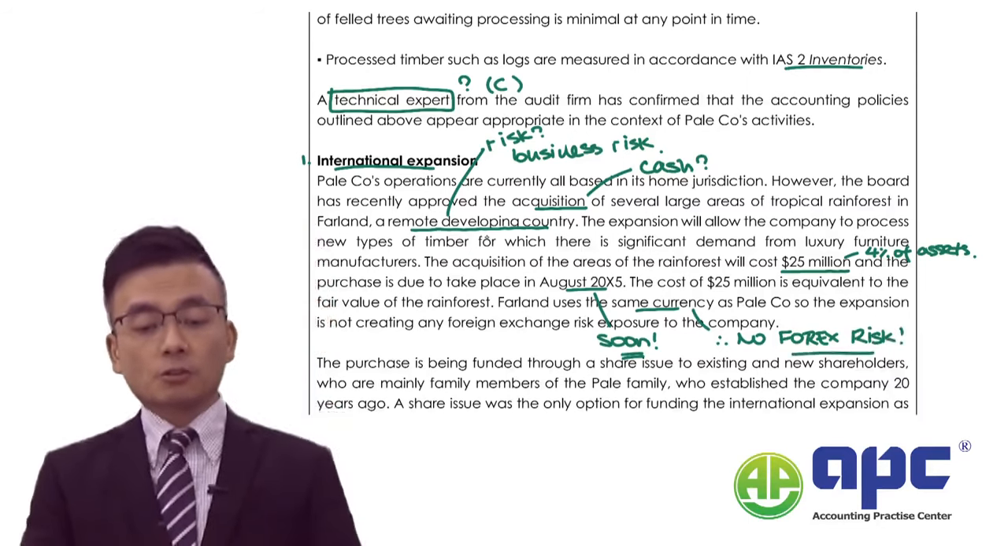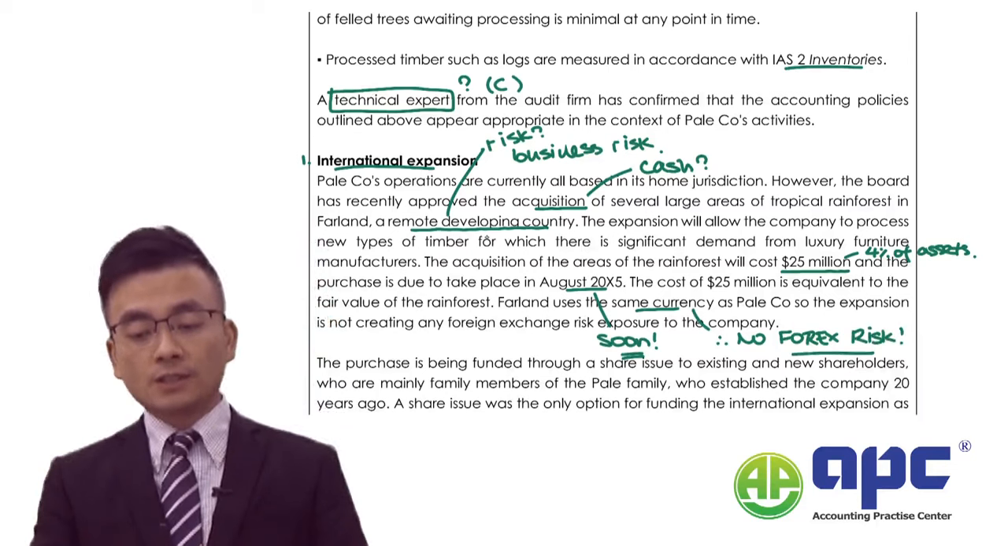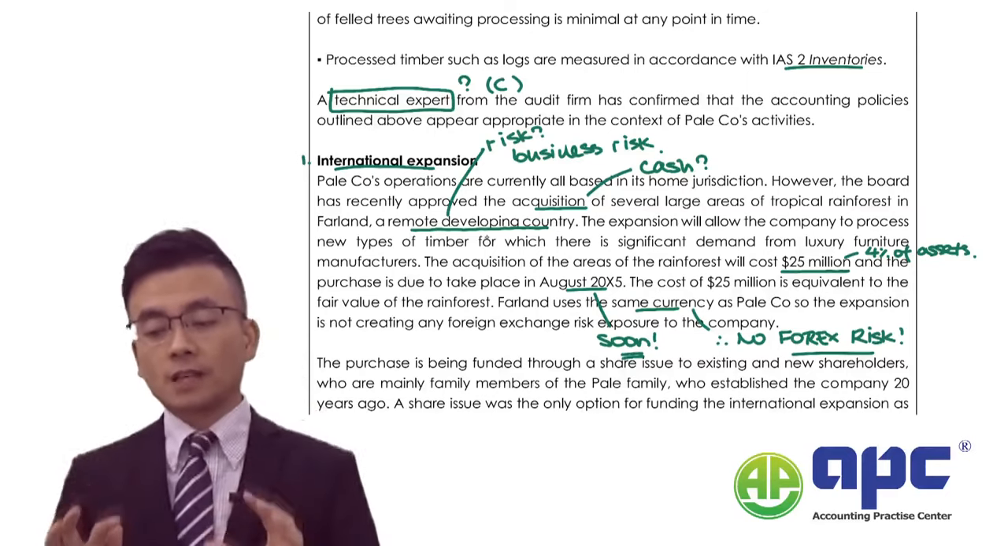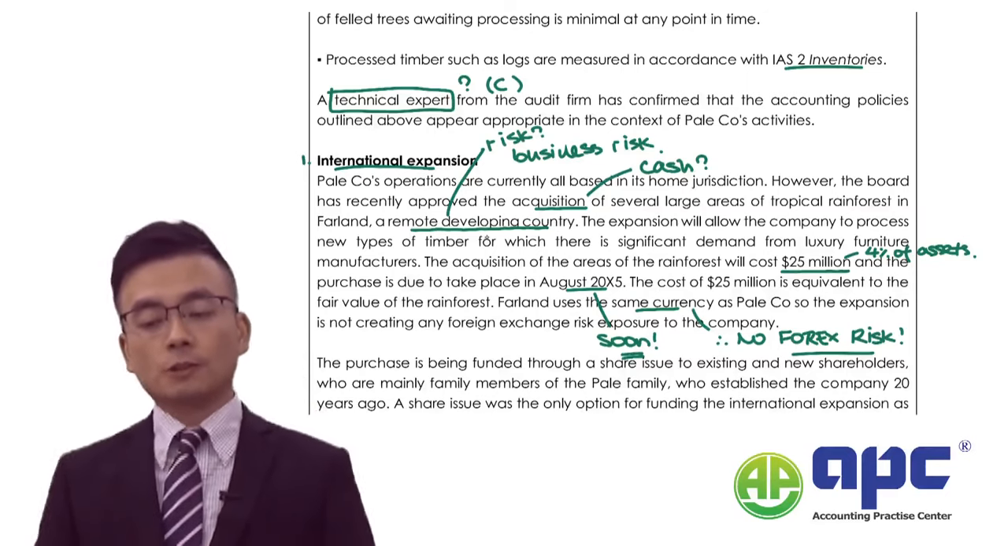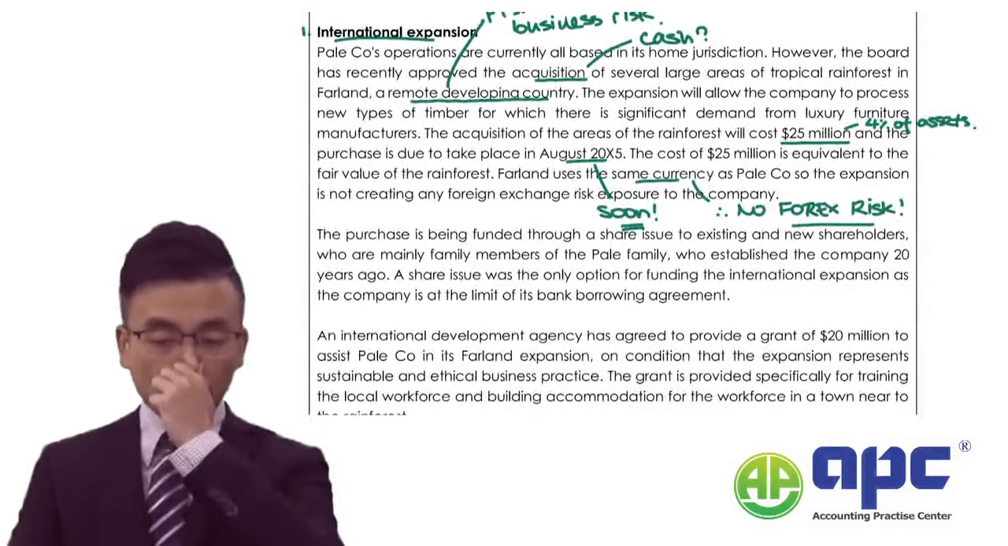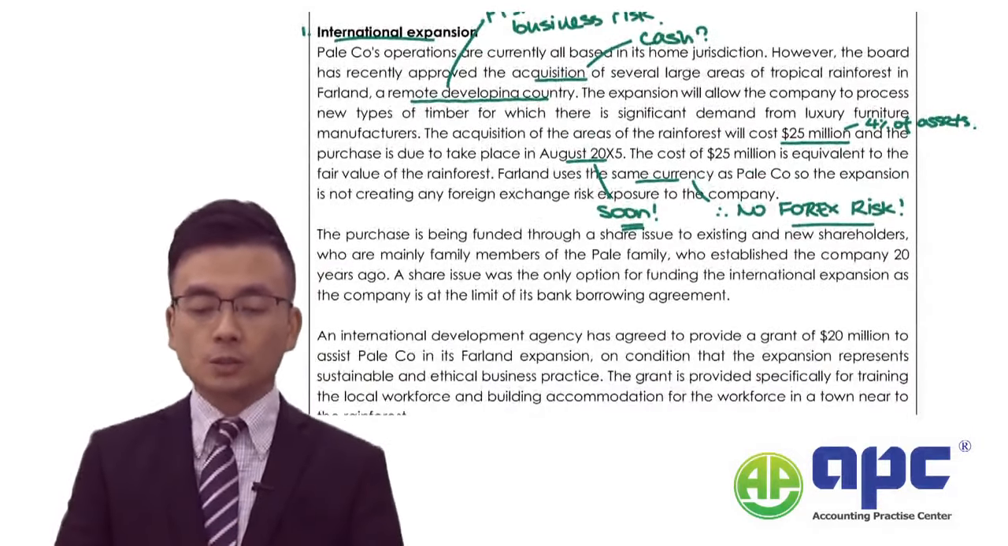So expansion is not creating any foreign exchange rate risk exposure to the company at all. And that's why, by seeing this, relating your answer directly to the case, no comment on the forex in the part B. The purchase is being funded through a share issue to the existing and new shareholders, family members of the family of a company establishing the company 20 years ago.